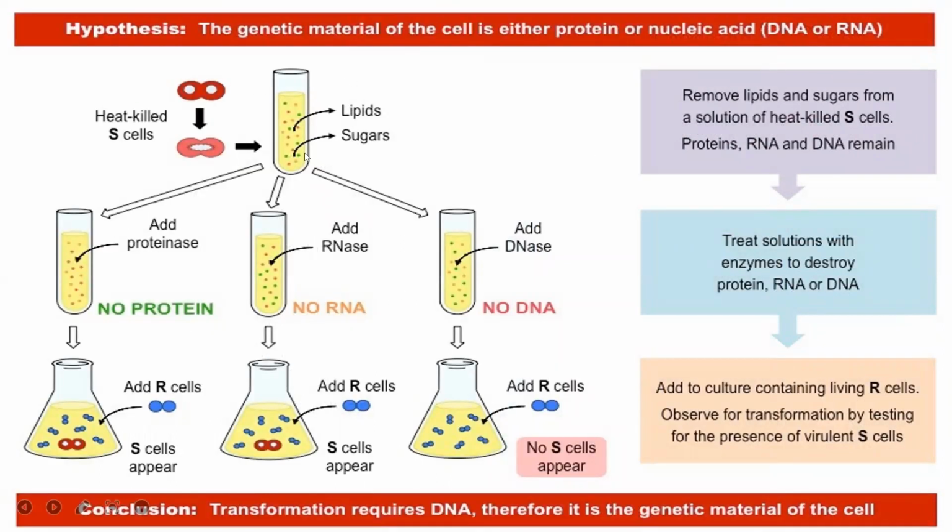This is the heat-killed S strain. In this first test tube, what is removed? They have removed lipids and sugar. Now, what is left in this is protein, RNA, and DNA. First, they took the sample in one test tube and they added proteinase.